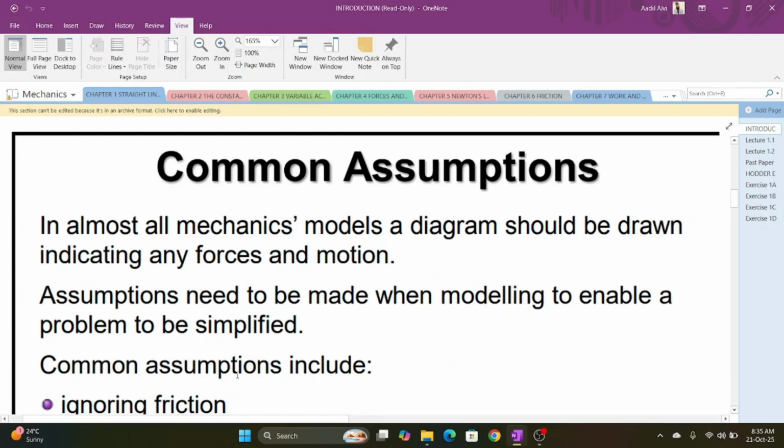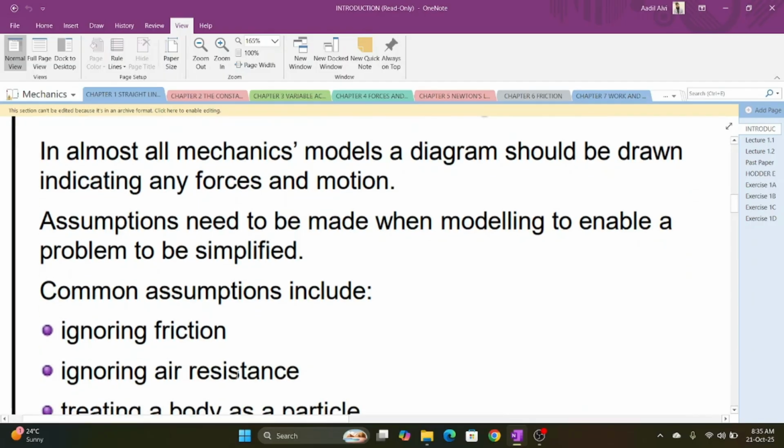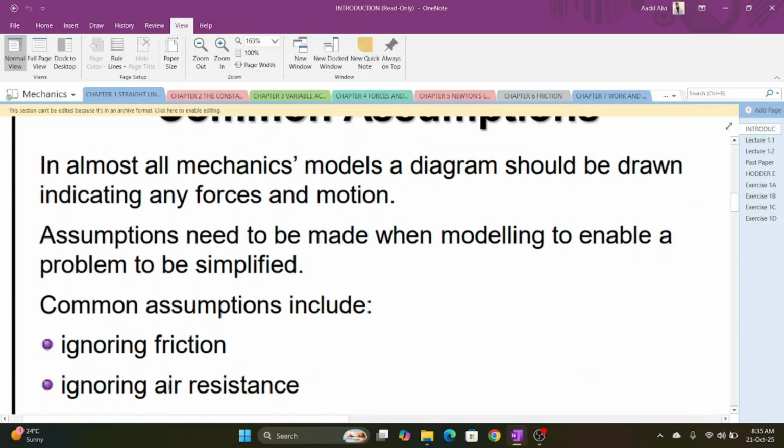Sometimes when we are looking at a particular situation, we can ignore friction. For example, if you have an object falling from a building, let's say a ball, you drop a ball from the top of a building to the ground. Now you need to work out the final velocity of the ball when it hits the ground. For that purpose, to make our life simple, we can ignore friction or air resistance. In this case there will be air resistance, and that's the second aspect that we can ignore.